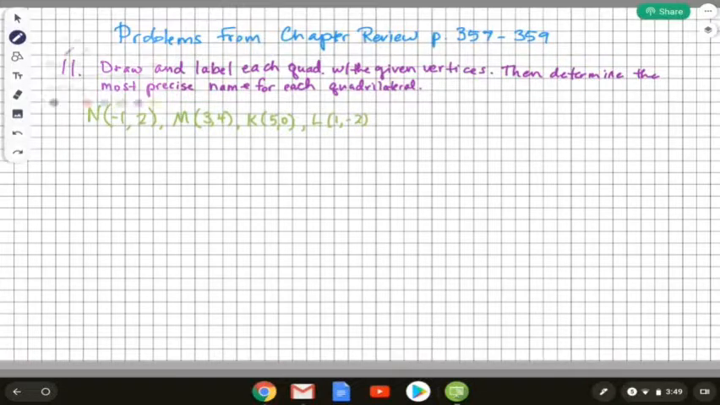Here we have to graph. We're moving to the chapter review questions now. So this is number 11 from page 357. I'm given the coordinates for this quadrilateral, and I'm supposed to graph it and then come up with the most precise name for it. I can't draw straight lines very well.